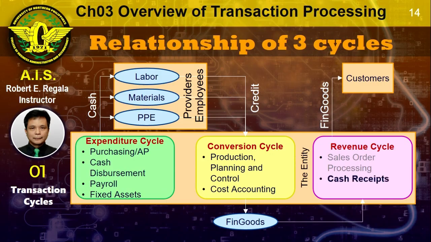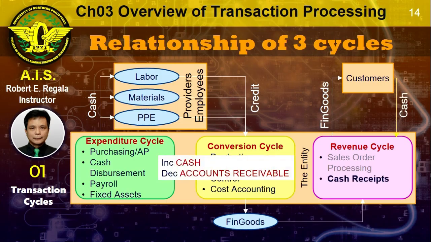Cash receipts system. For credit sales, some period of time, days or weeks, passes between the point of sale and the receipt of cash. Cash receipts processing includes collecting cash, depositing cash in the bank, and recording these events in the accounts, affecting accounts receivable and cash.